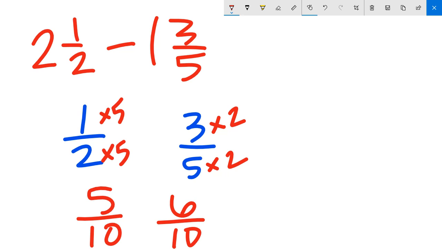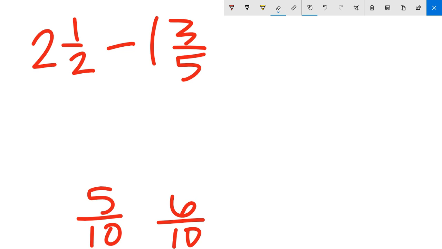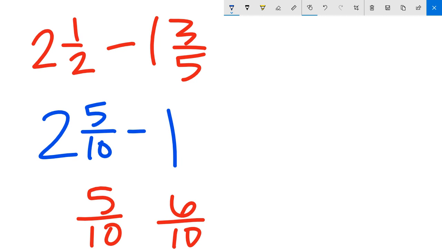So what I'm going to do is erase this part of the screen just so I have room. I don't want to run out of room on you. And now I'm going to include the whole numbers. So I'm going to write 2, and then I'm going to use this 5/10 because we renamed it, minus, make sure I use that whole number 1, 6/10. So if I look at these two fractions, I notice that I cannot take 6 away from 5.